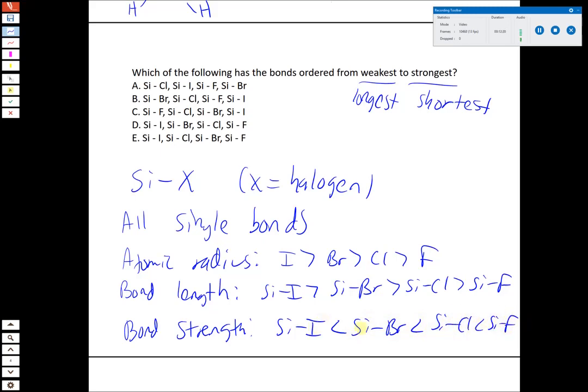All right, so it's iodine, bromine, chlorine, fluorine. That's going to be choice D here. All right, so you have to make sure you get those in the right order, but it's longest to shortest, which also gives you then weakest to strongest.